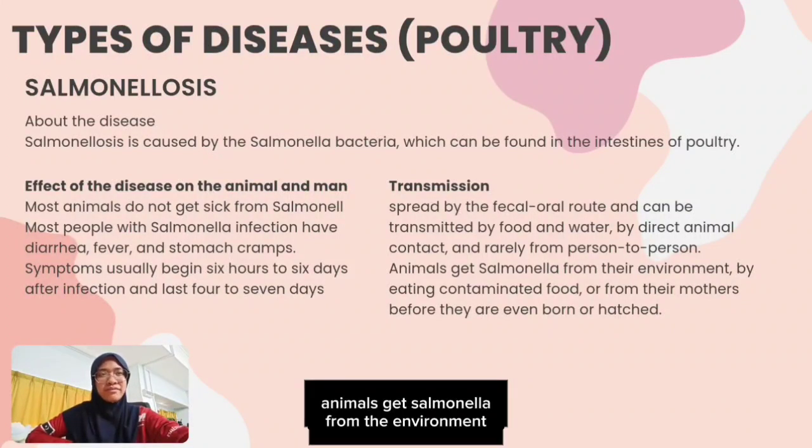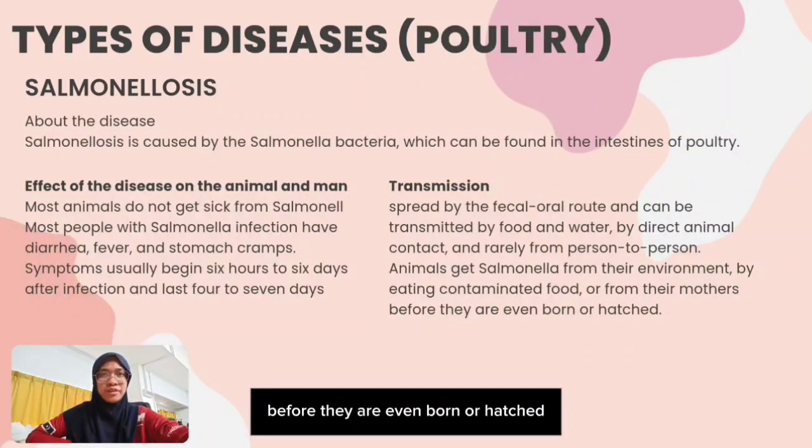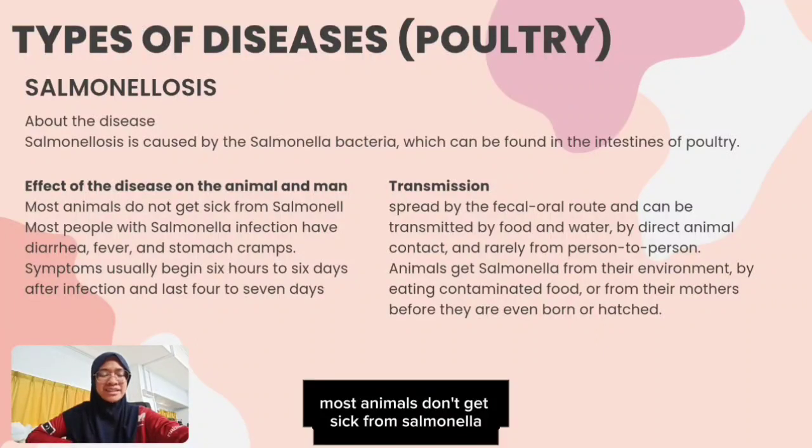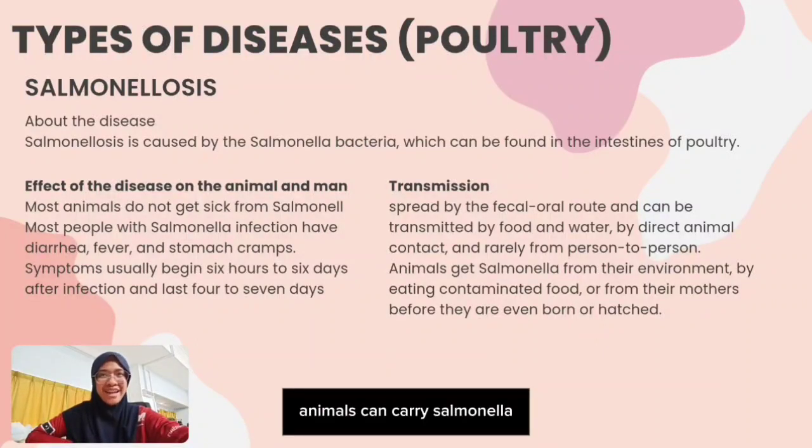Animals get salmonella from the environment by eating contaminated food or from their mothers before they are even born or hatched. Most animals do not get sick from salmonella. Animals can carry salmonella and still appear healthy and clean.